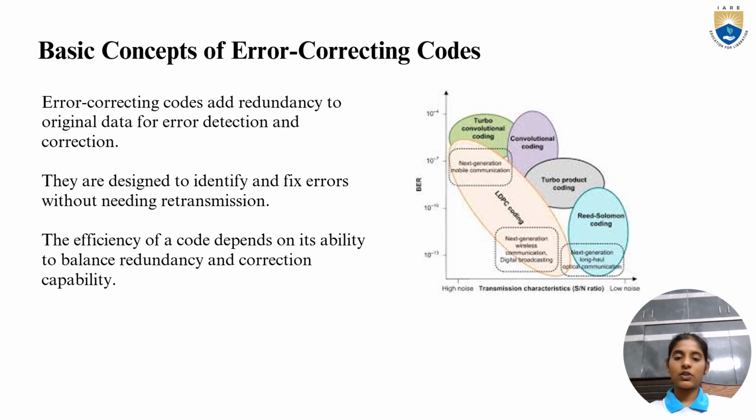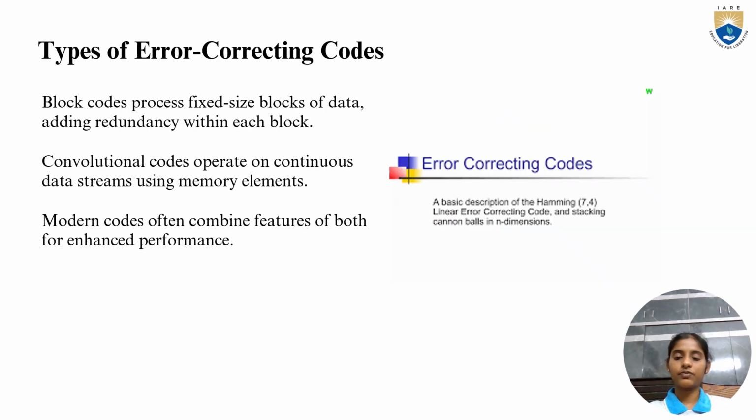Code parameters. Code length, the total number of bits in a code word. Data length, the number of data bits in a code word. Redundancy, the number of redundant bits in the code word, and the ratio of data bits to code word bits. These concepts form the foundation of error correcting codes and are used to design and analyze them.